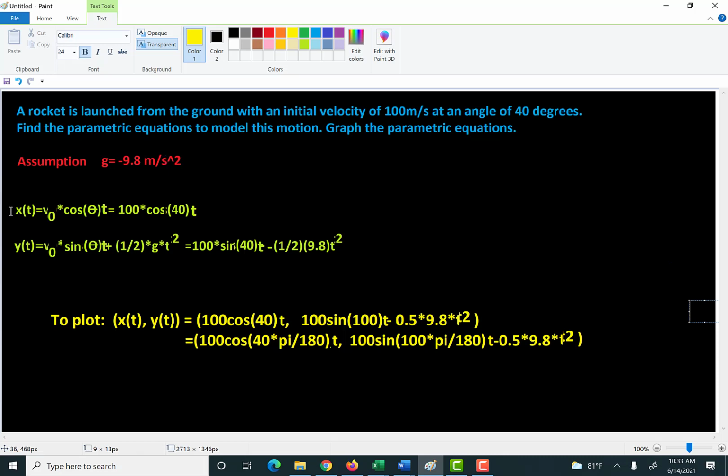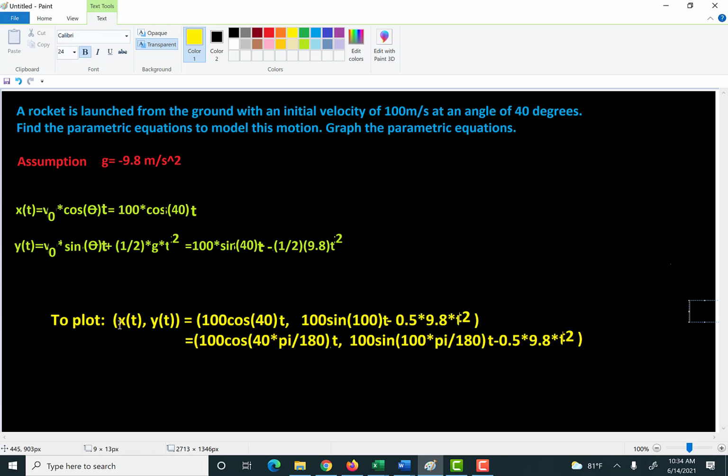To model the horizontal component, I have x of t equals v naught times cosine of theta times t. In our problem, that equals 100 times cosine of 40 degrees t. To model the vertical component, I have v naught times sine of theta t plus 1/2 times the acceleration due to gravity times t squared. In our problem, that will be 100 sine of 40t minus 1/2 times 9.8 t squared.